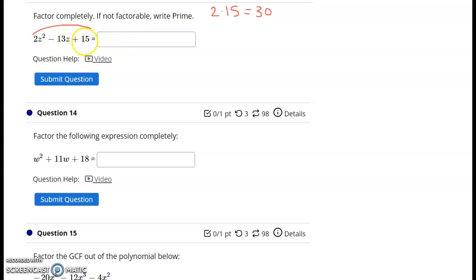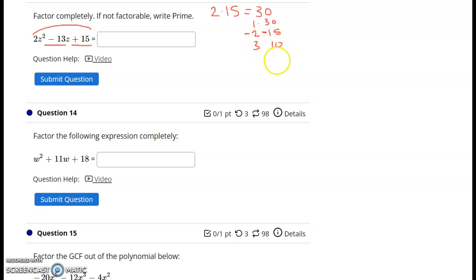Now, we know since they multiply to be a positive number, they have to either both be positive or both be negative. Because that's a negative 13, that tells us they're both going to be negative. So 30, we've got 1 and 30, 2 and 15, which is tempting to think that's going to work, but they both have to be negative. And negative 2 plus negative 15 is going to be negative 17, so that won't work.